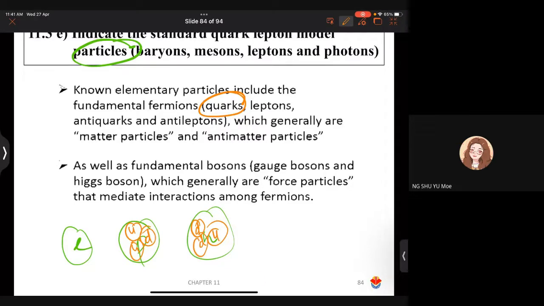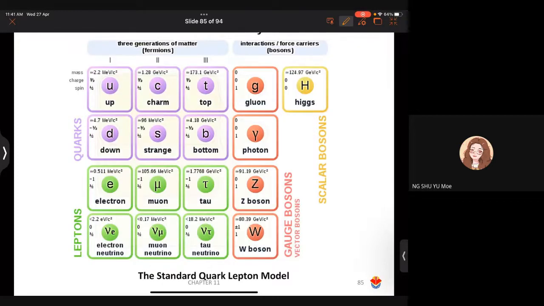Non-elementary particles include the fundamental fermions: quarks, leptons, anti-quarks and anti-leptons, which are generally matter particles and anti-matter particles. And then there are the fundamental bosons: the Higgs boson and gauge bosons, which are generally force particles that mediate the interaction among the fermions. Okay, don't memorize, don't be afraid.